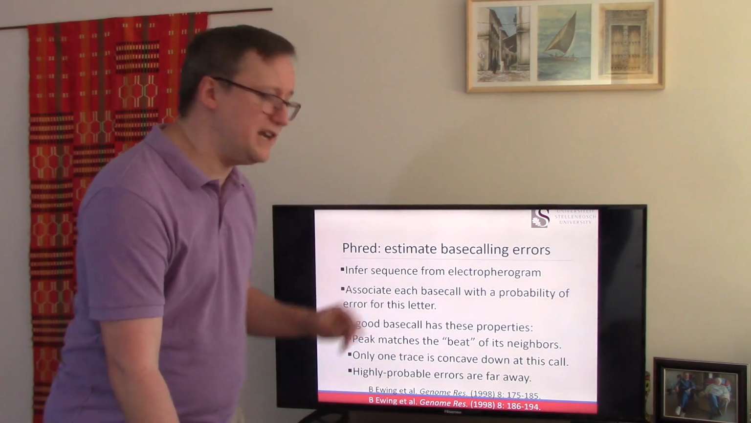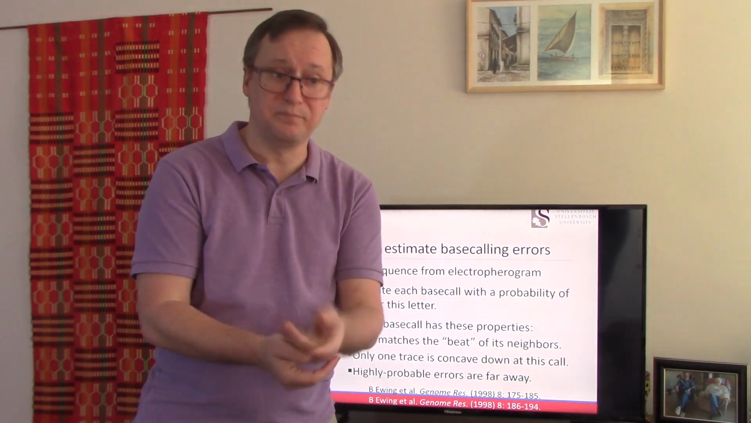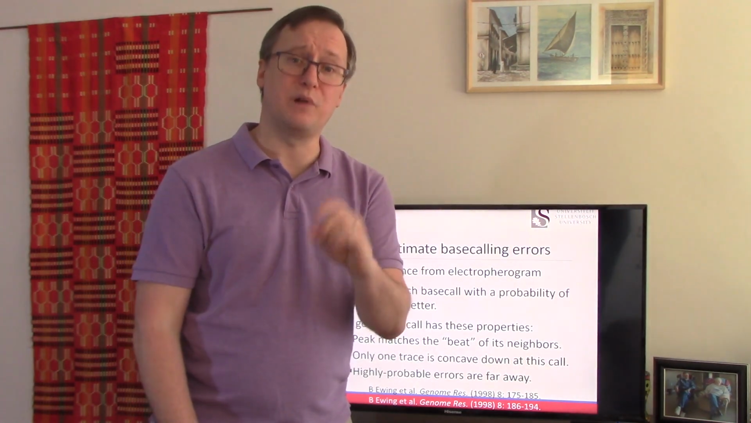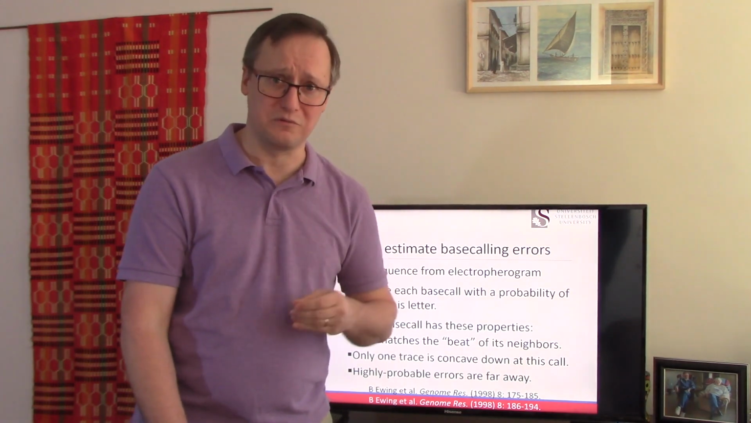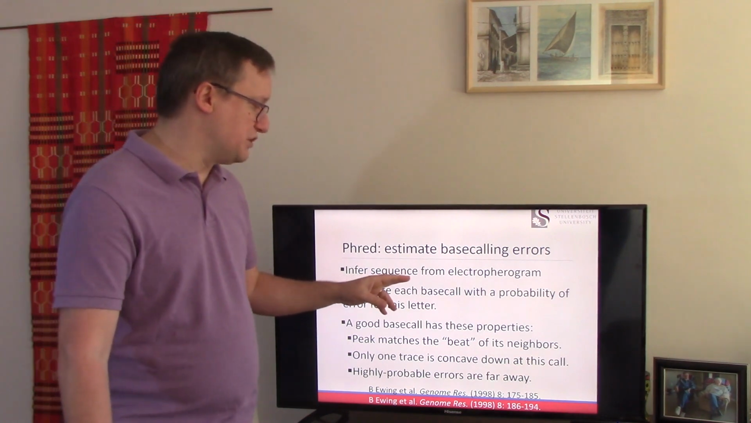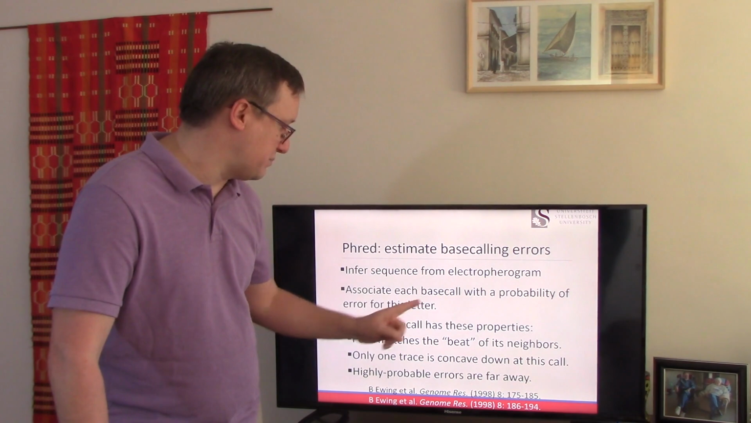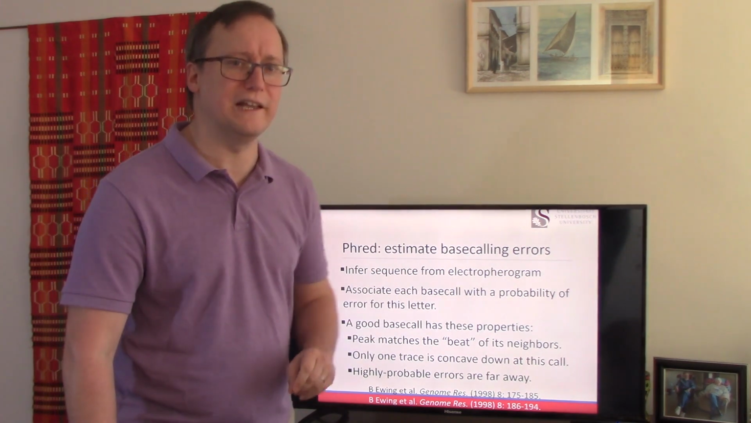So Phred is software that will produce reads in the first place and evaluate the probability of error for each of those, for each of the letters, the base calls in it. So we need to be able to infer sequence from an electropherogram. We need to be able to associate each with a probability of error for that letter.